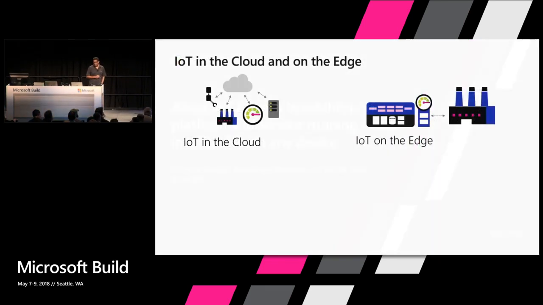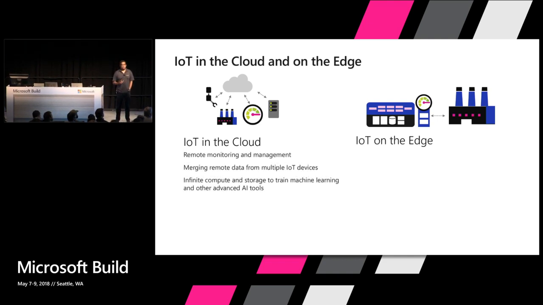OK, so let's dig a little deeper. We know that there is a lot of value, a lot of things that we can do with the cloud. The cloud, with its near infinite resources, storage, compute, a bunch of PaaS services, you can do a lot. For example, remote monitoring, collecting all of this data out there from IoT devices and bringing it together in the cloud. You can also do monitoring of these devices, which might be at scale, millions of devices deployed out there. You can manage them centrally from the cloud.